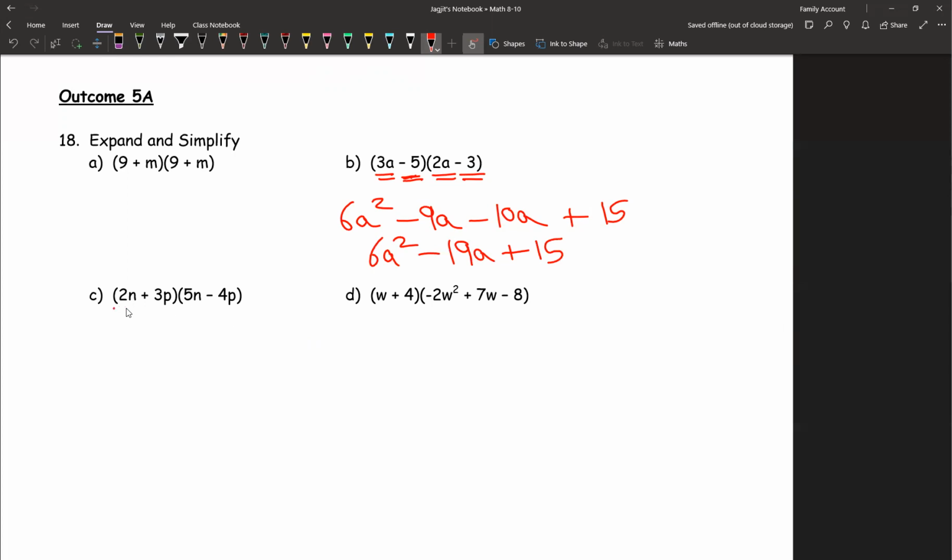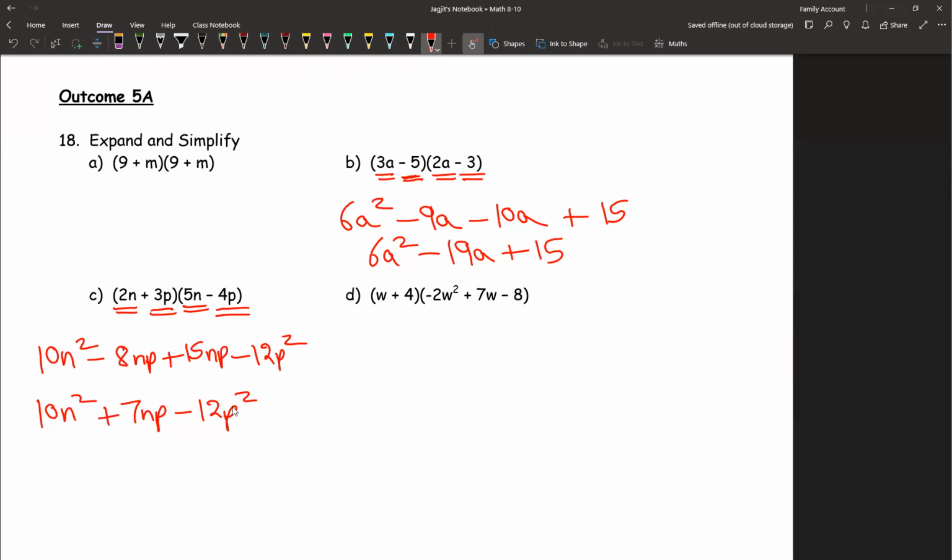Same over here. We'll do 2n times 5n. 2 times 5 is 10. N times n is n squared. 2n times minus 4p. 2 times minus 4 is minus 8 np. 3p times 5n will be 15pn or np. pn and np are the same, so let's just call it np. Then 3p times minus 4p, that will be minus 12p squared. So that will be 10n squared minus 8 plus 15 is 7 np minus 12p squared.